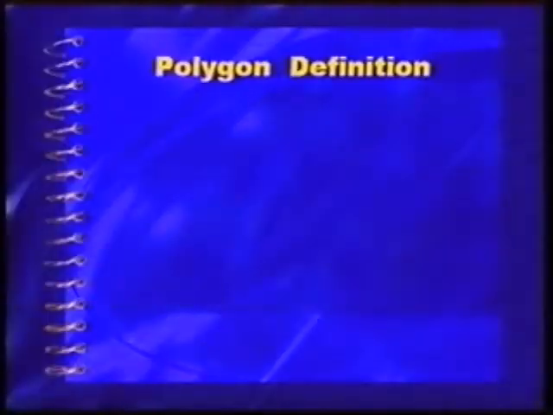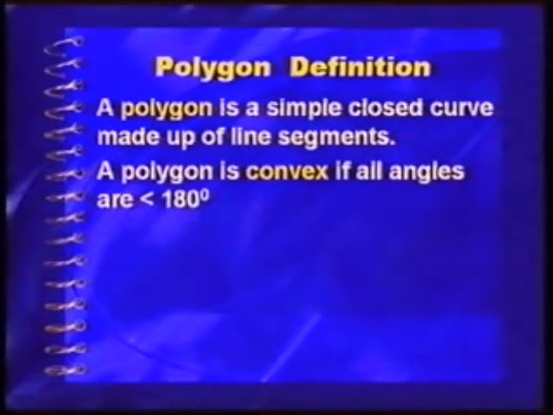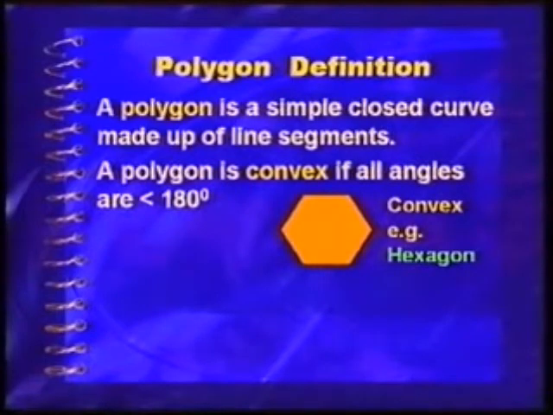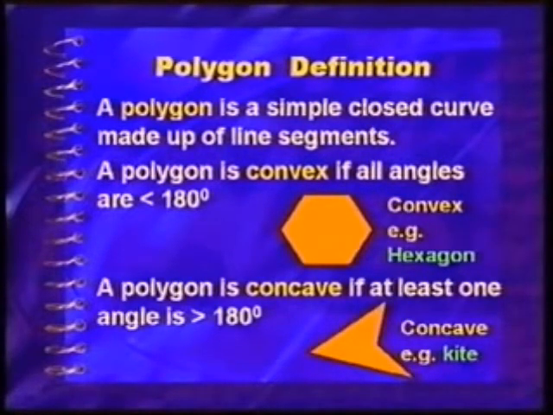Let's first of all look at the definition of a polygon. It's a simple closed curve that's made up of line segments. It has to be straight line segments, but there are different types. There is a convex one, and in a convex one every angle is less than 180 degrees. For instance, a hexagon. That particular shape occurs a lot in nature. Think of beehives, for instance. A polygon can also be concave, and in that case you get an angle that might be bigger than 180, like in a kite. A kite is a typical concave polygon.